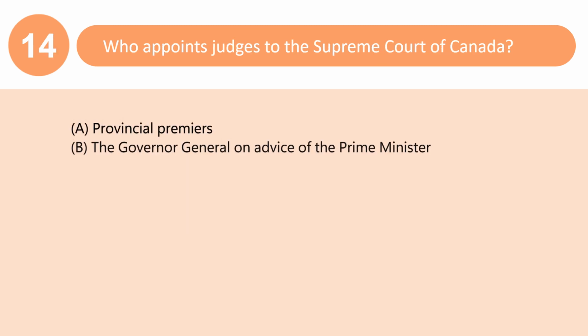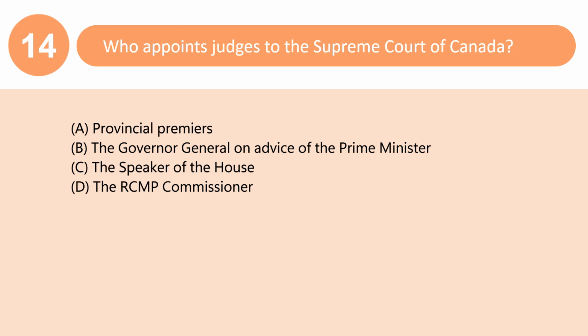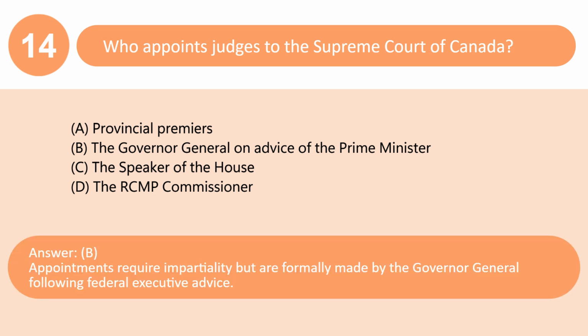Who appoints judges to the Supreme Court of Canada? A. Provincial premiers. B. The Governor-General on advice of the Prime Minister. C. The Speaker of the House. D. The RCMP Commissioner. Answer, B. Appointments require impartiality, but are formally made by the Governor-General following federal executive advice.